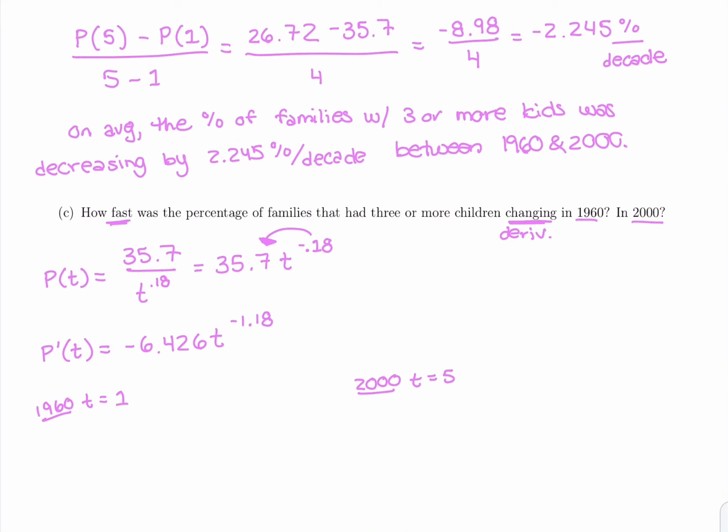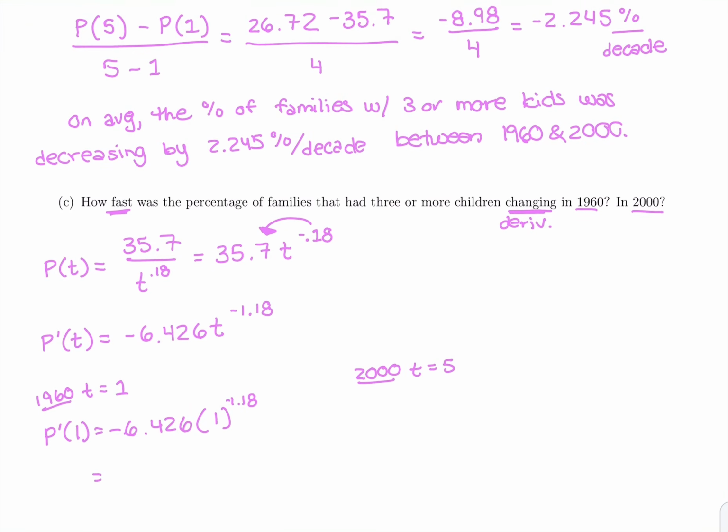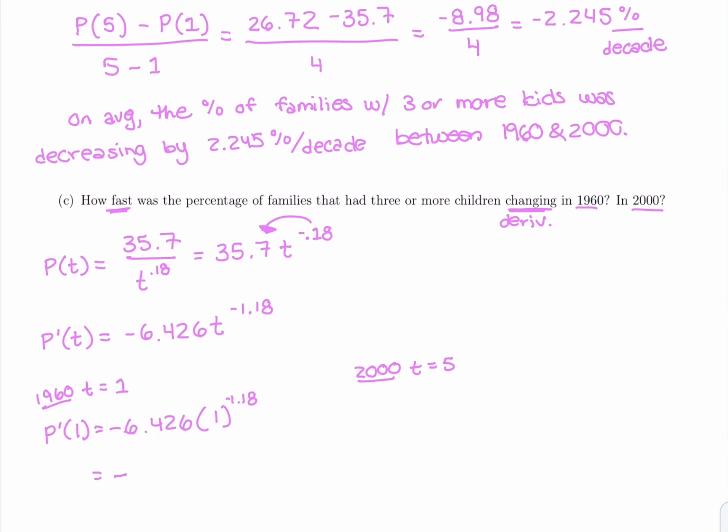So plugging in those 2 t values again, but now to this derivative. So I'm going to do p prime of 1 is negative 6.426, and then I'm going to replace that t with a 1 in parentheses, which is going to be not very exciting. 1 to any power is always 1, so we're doing negative 6.426 times 1, really, which is going to give us negative 6.426% of families with 3 or more kids per decade.